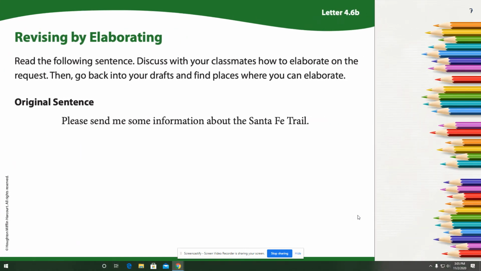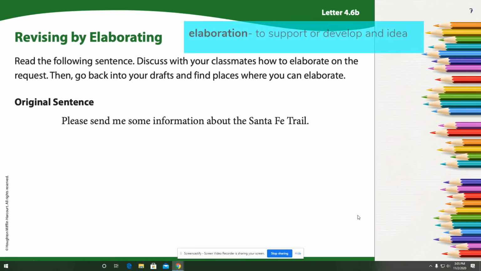Another kind of revision strategy is elaboration. The word elaboration means to support or develop an idea. I want you to listen as I read the request for information on this slide. Please send me some information on the Santa Fe Trail. Did you notice something about this request for information? Was the request polite? Did the request include enough information? If you answered no to both of these questions, you're correct. Give yourself a pat on the back.